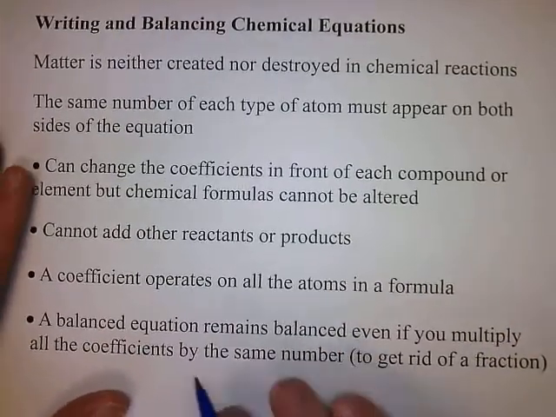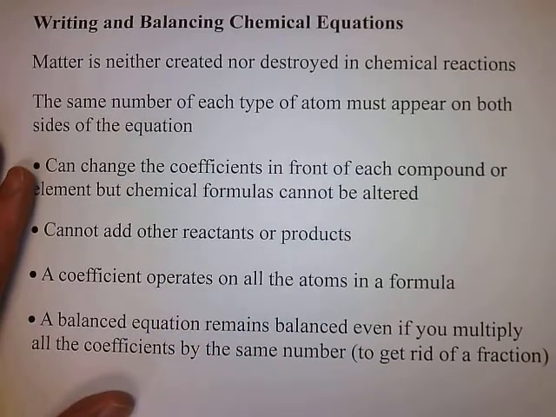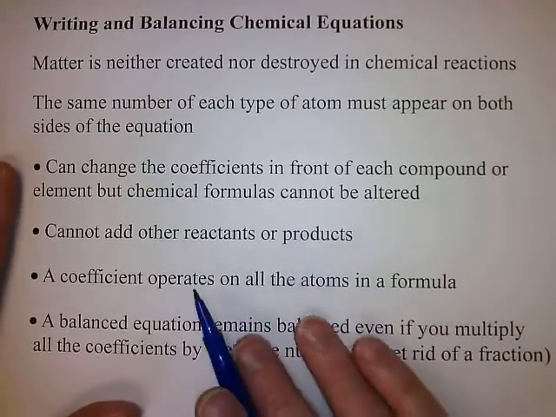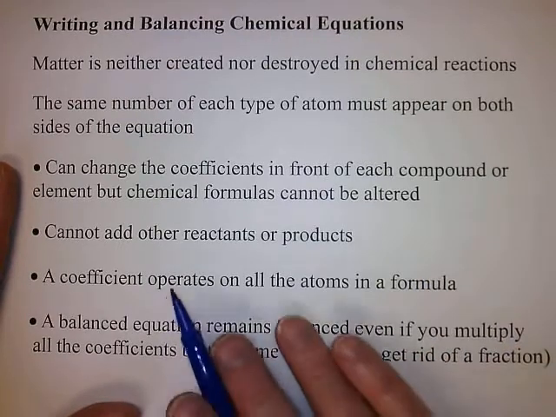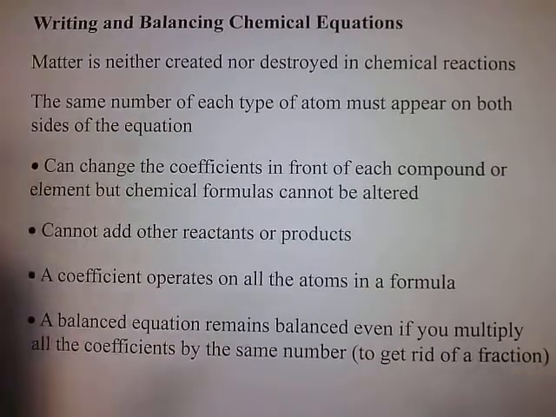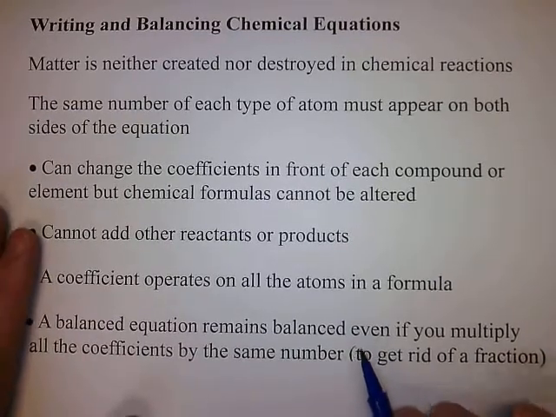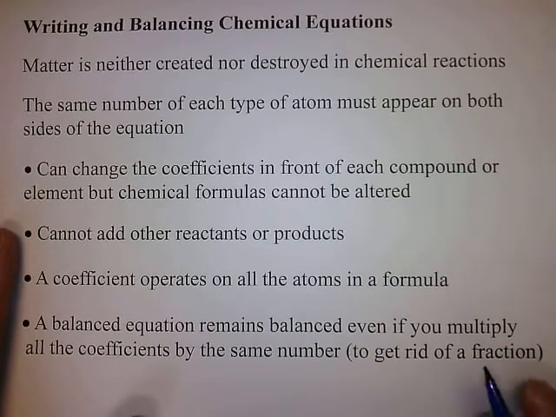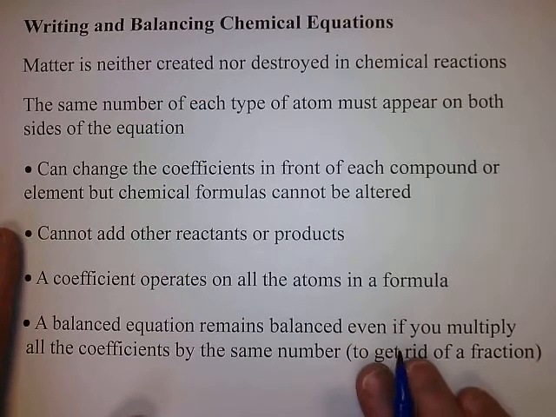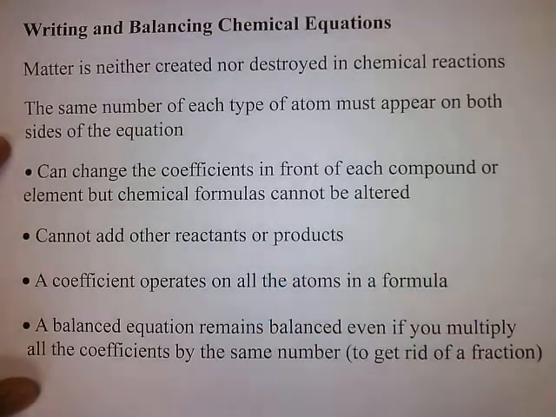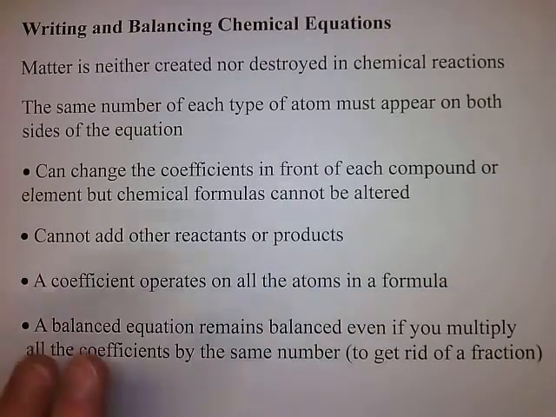Okay? A third thing is a coefficient operates on all the atoms in a formula. In other words, when you're balancing an equation and you put something in front of one of your reactants, that number that you put applies to the entire formula, not just part of it. And then last, a balanced equation remains balanced even if you multiply all the coefficients by some number. Let's say we want to get rid of a fraction. Okay, so all this seems like a lot and it seems kind of formidable, but really it's not that bad after you work through a couple of examples.